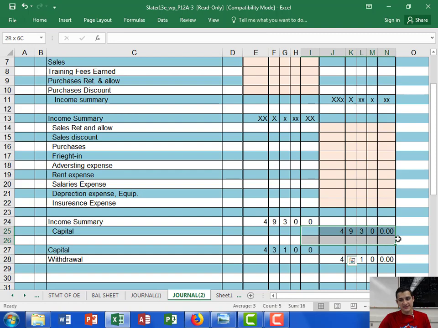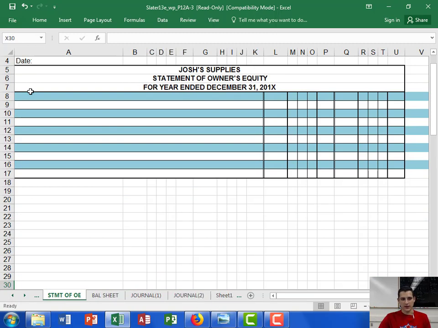And this is basically the same process as what you've done in your statement of owner's equity, which is going to be showing your beginning capital, and then plus your net income, minus or less any withdrawals, to get your increase in capital, and then your new capital. Okay.